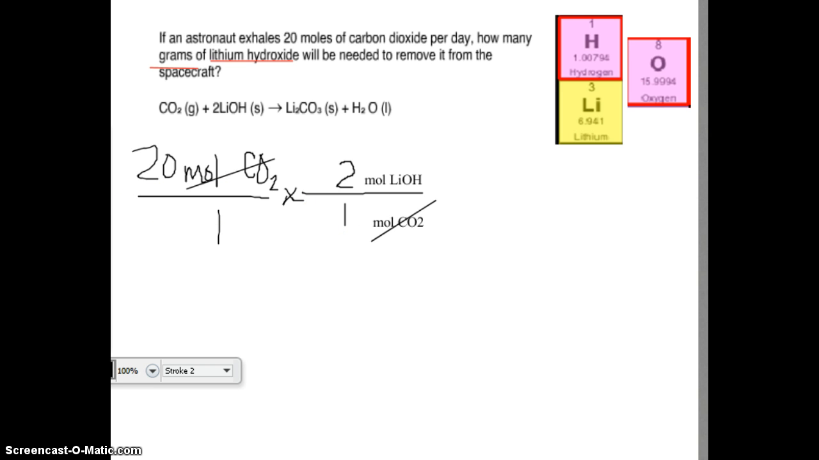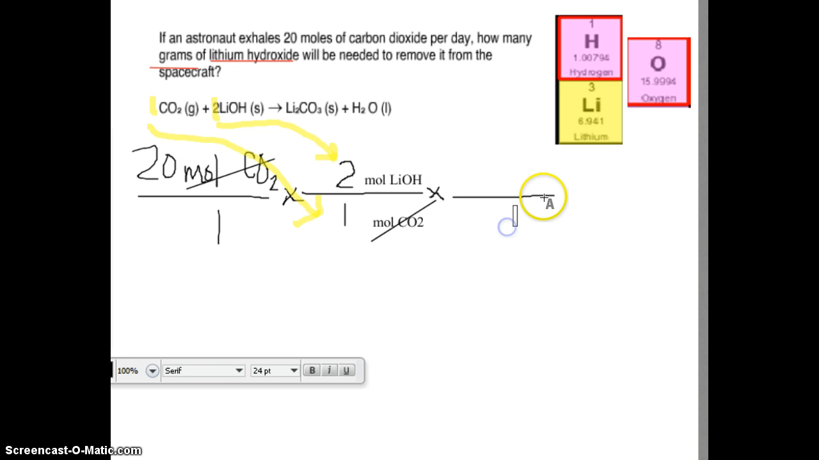Where did I get those from? From my coefficients. My 2 went here, and my 1 went down there. That's my mole ratio. So now I can make my next fraction. What has to be on the bottom of my next fraction has to be moles of lithium hydroxide, because that way they will cancel off. And so I look, what am I trying to get? What's the unit of my final answer? It's grams of lithium hydroxide.